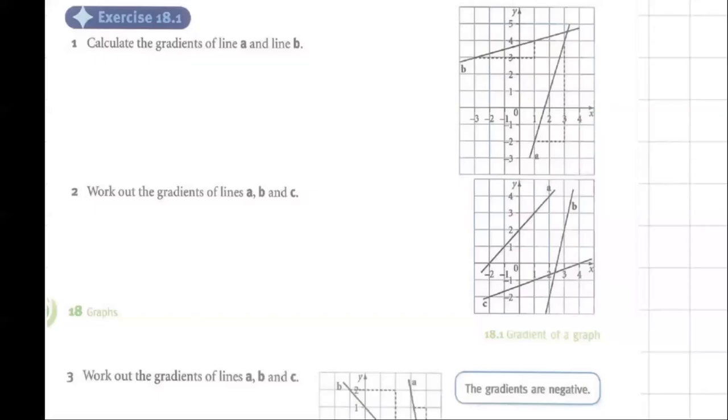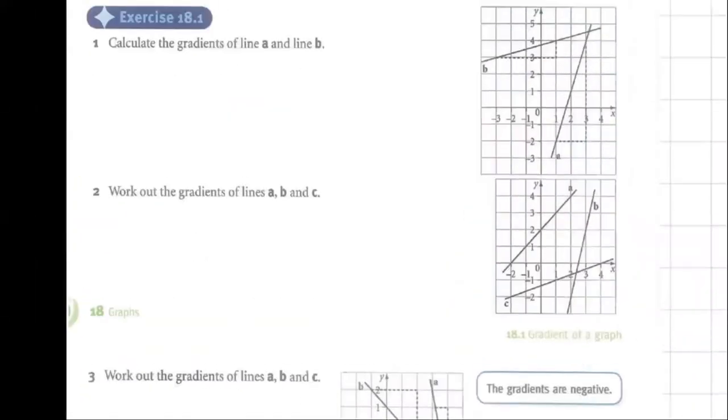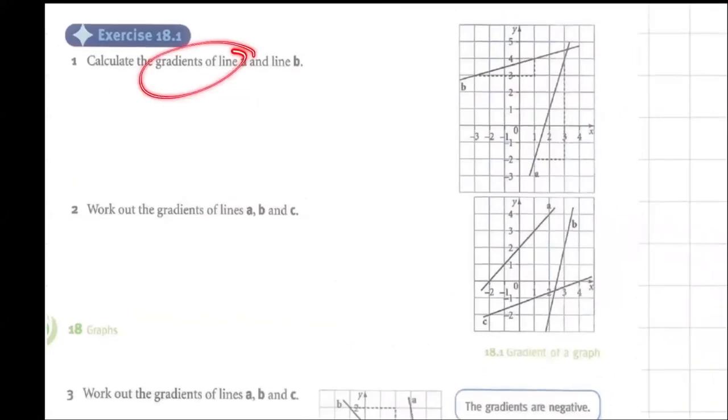So let's look at chapter 18, which is graphs. 18.1, we are supposed to learn how to find the gradient of a graph. So calculate the gradient of the graph. You can either use the triangle method, which is easier, provided that your scales are correct. You just need to see a change in y over change in x.